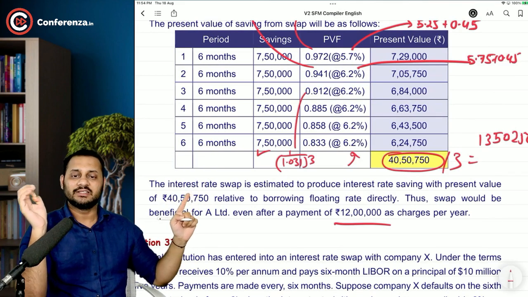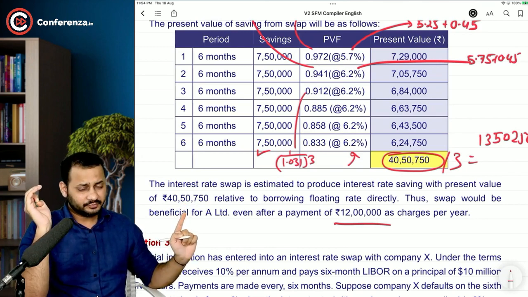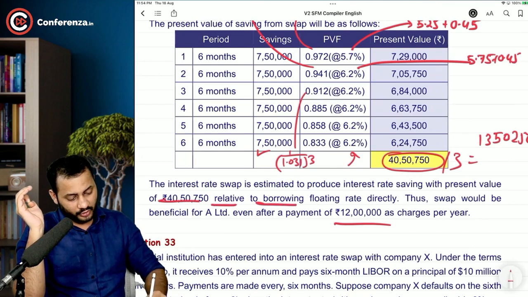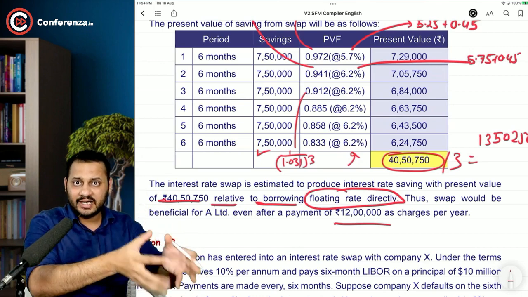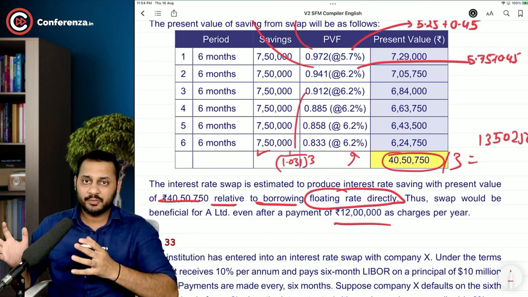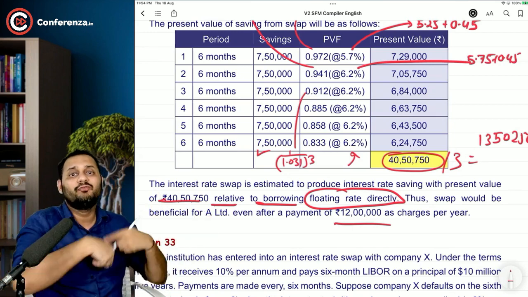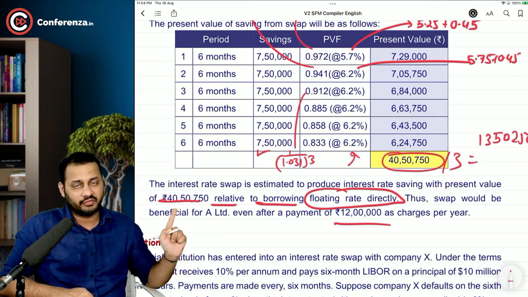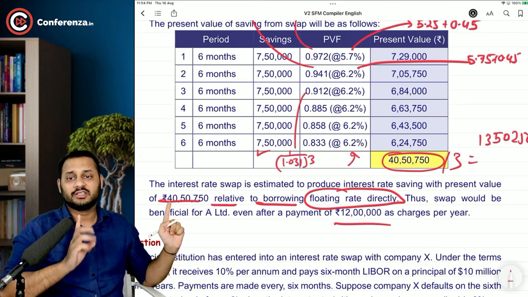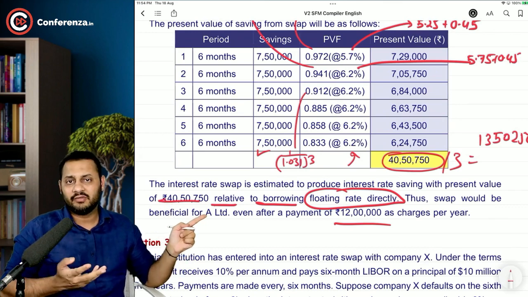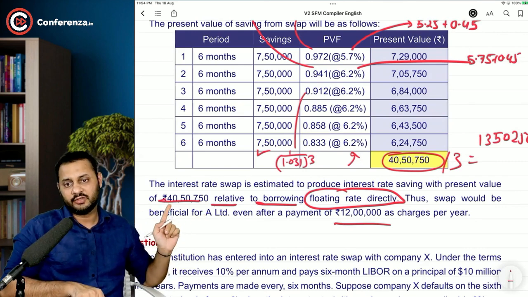The interest rate swap is estimated to produce interest rate savings with a present value of this much, relative to borrowing floating rate directly. What does that mean? Since we have not borrowed the money directly at a floating rate and went for the swap arrangement, this has benefited us over a period of 3 years. The present value of those savings is 40,50,750. However, we have to pay 12 lakh rupees each year for this saving. So that 12 lakh into 3, 36 lakhs, should be deducted from this, and still it is beneficial for us.